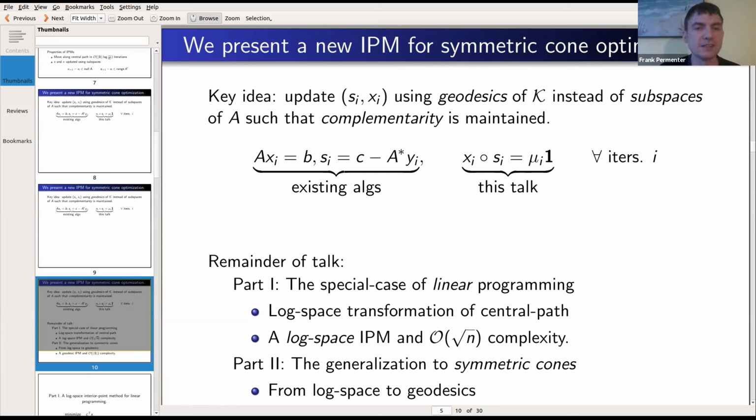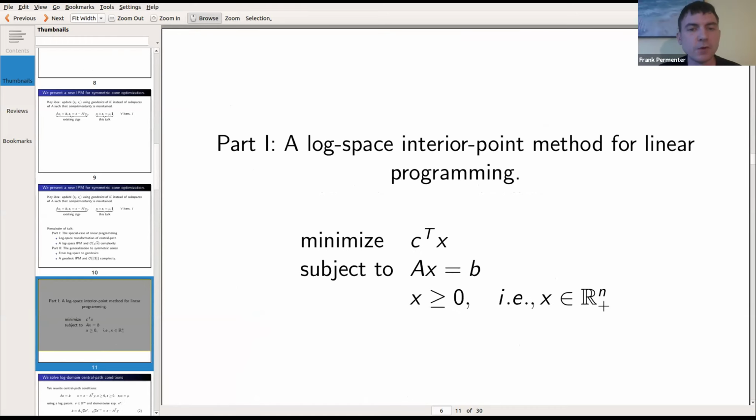Okay, so let's dive in and focus in on the special case of linear programming. So here my optimization problem is minimization of a linear function subject to linear inequalities and the constraint that my decision variable x is an element of the non-negative orthant, a symmetric cone. In other words, the decision variable x is element-wise non-negative.